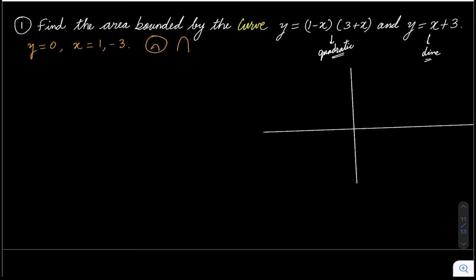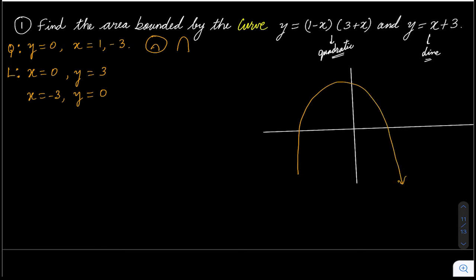Okay, for the straight line, this is for the quadratic, this is for the line. When x is 0, y is 3. And when x is minus 3, my y is 0. Okay, so now I have these points, so I can quickly draw this. The parabola roots are minus 3 and 1. So something like this I have. This point is minus 3 comma 0. This point is 1 comma 0.